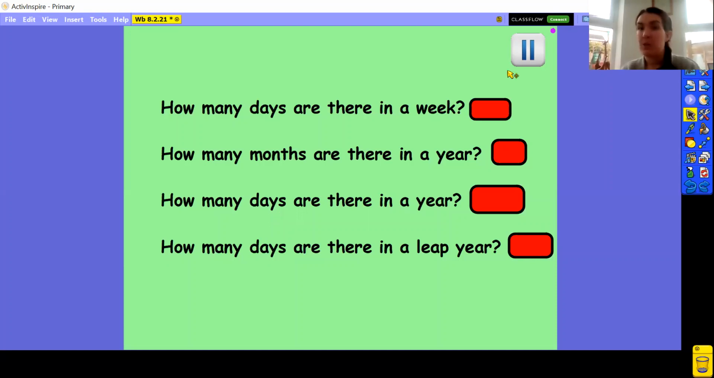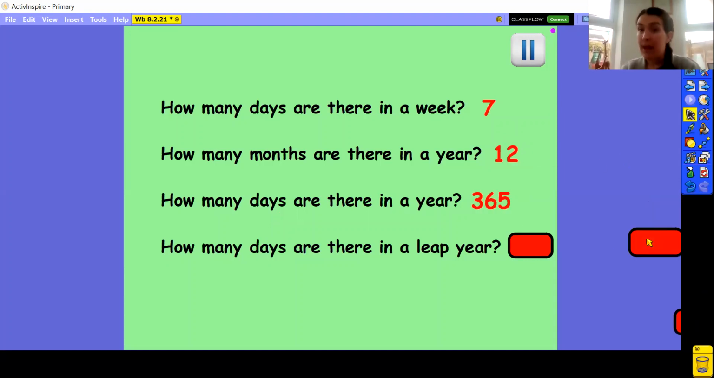Okie dokie. So the days in a week. There are 7 days in a week. There are 12 months in a year. In a normal year, there are 365 days. But in a leap year, because February has an extra day, there are 366 days.